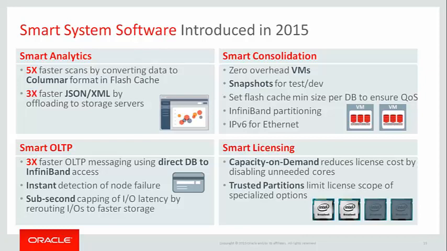On the smart consolidation side, we have introduced VMs with X5. And so that allows you to create virtual clusters in the same number of nodes. So, for example, if you have a 2 node RAC cluster, you can create multiple VMs within that 2 node cluster with the use of the two database nodes. Before the introduction of VMs, this was not available.